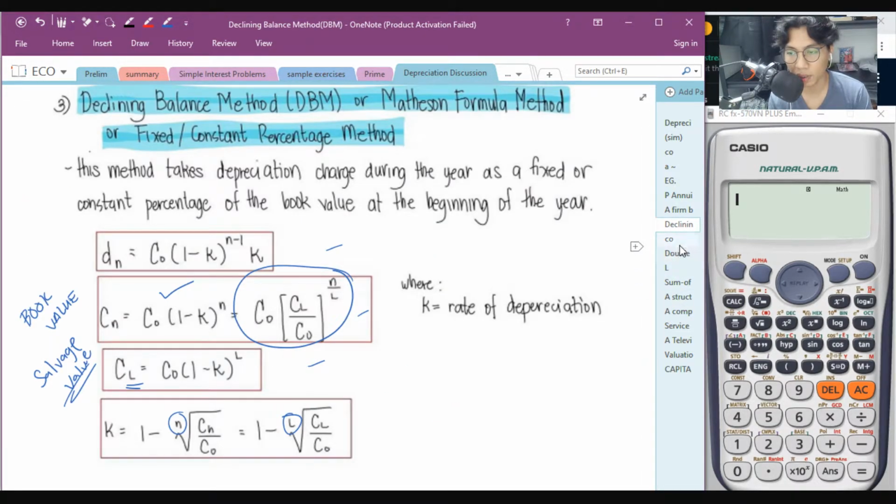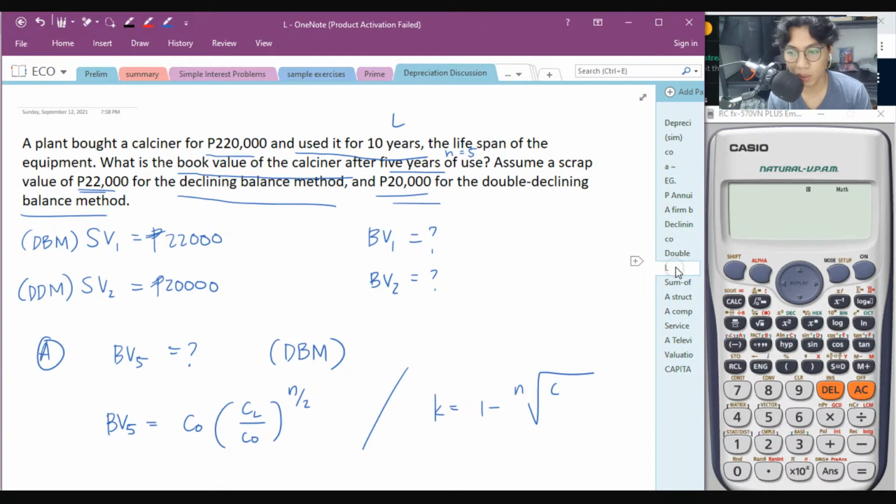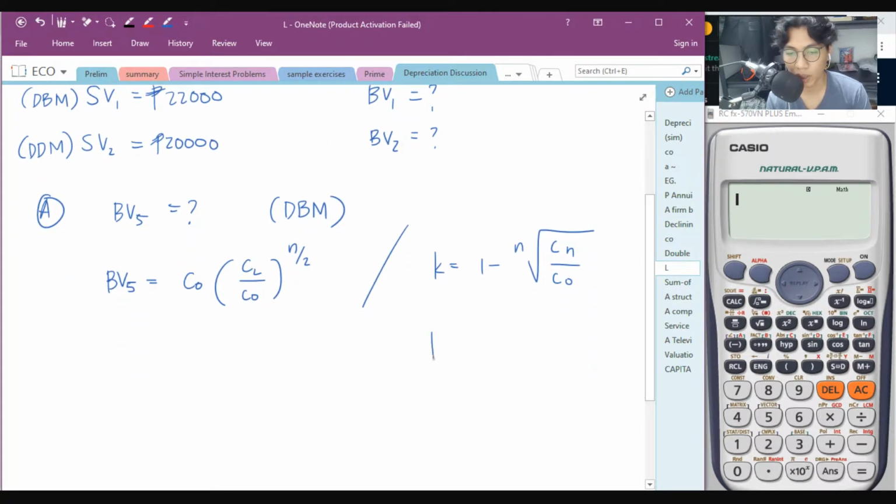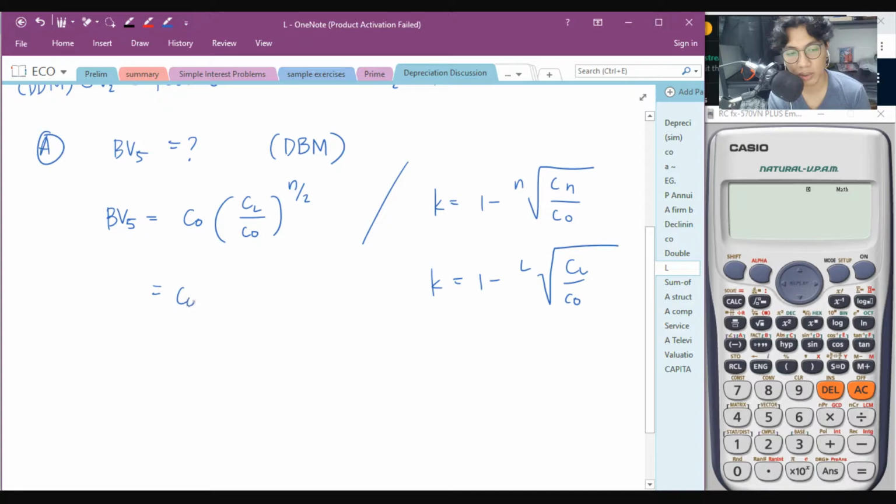Ayan o, Cn over Cl. Equal din naman yan. Cn over CO. Ayan o, CO. Pwede natin gamitin the useful life. K is equal to 1 minus L. Okay? Hindi square root ha. So, L tapos Cl over CO. Para makuha natin si K. Kasi, ito equal din naman to sa CO, 1 minus K raised to N.